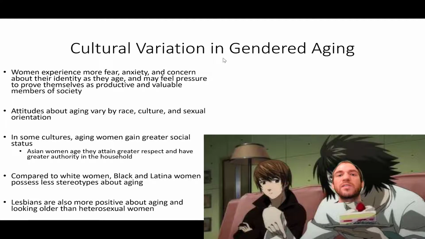So this is just trying to tie it to grandparenting, wherein the understanding of aging and the role of grandparents differ by culture, wherein Asian women, broadly speaking, in general East Asian women, attain greater respect and greater authority in the household with age, and contribute to parenting. Black and Latino women possess fewer stereotypes about aging, and also lesbians have more positive views about aging than heterosexual women.